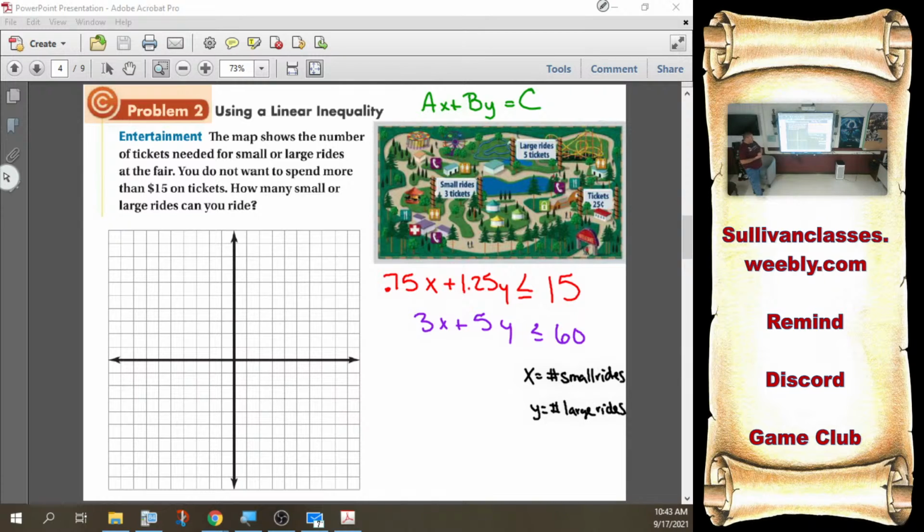So, either way, I can graph this by intercepts. Put a 0 in for Y. X-intercept, whether I do 15 divided by 0.75 or 60 divided by 3, is 20. Put a 0 in for X. Whether I do 15 divided by $1.25 or 60 divided by 5, either way I'm going to get 12.